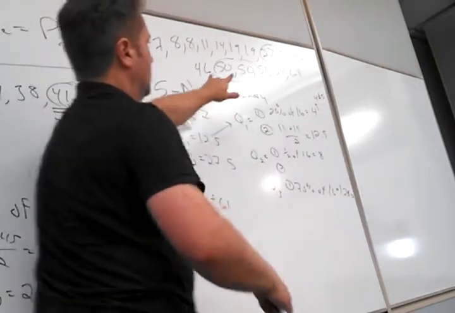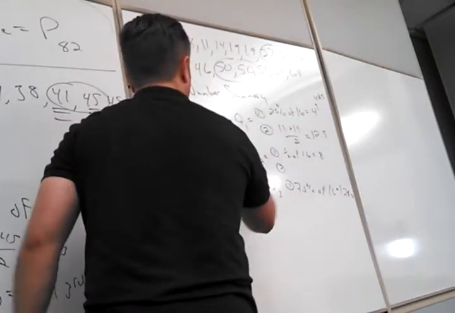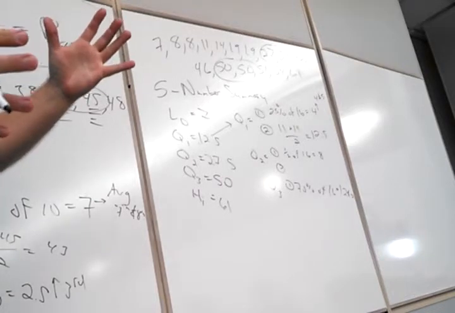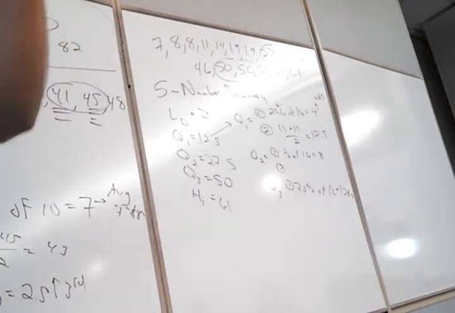So Q3 is obviously 50. You guys with me? All right, so that's the 5-number summary. Now let me show you how to make a box plot out of that. It's also called a box and whisker.